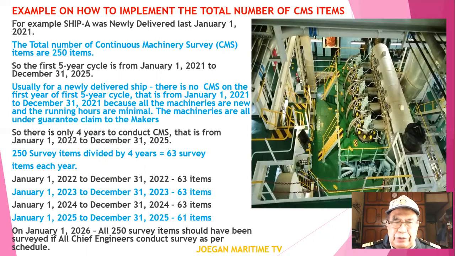And on the last year, on the first cycle, January 1 to December 31, 2025, 63 items to be surveyed. On January 1, 2026, all 250 survey items should have been surveyed, if all chief engineers conduct survey as per schedule.